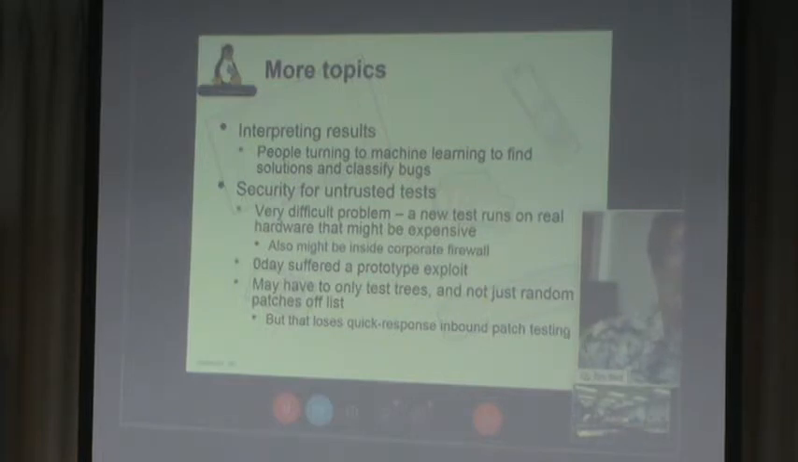And then the very last session was on security for untrusted tests. This is a very, very difficult problem. All of these CI systems want to make it so that the maintainers can run the test on their hardware. But they're talking about real hardware. In Red Hat's case, they're talking about very expensive hardware, possibly mainframe level hardware, and that also might happen to be inside Red Hat's corporate firewall. So being able to trust that the test that's going to run is not some Trojan is really, really important.